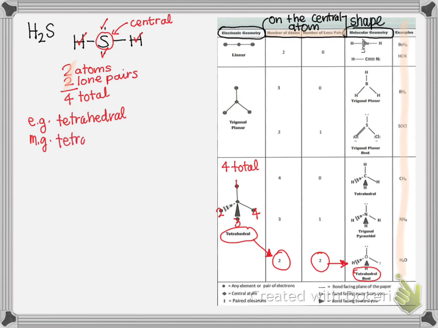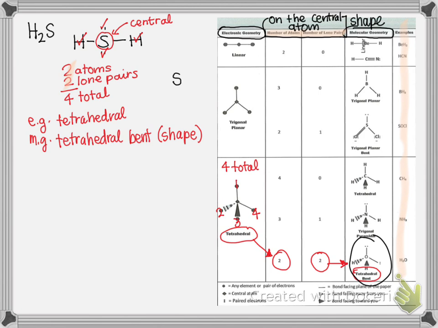The person who made this handout put tetrahedral bent because up here, see on the sheet, there's also another bent called trigonal planar bent. So to distinguish between the two, they wrote tetrahedral bent. So the shape of the H2S is tetrahedral bent.